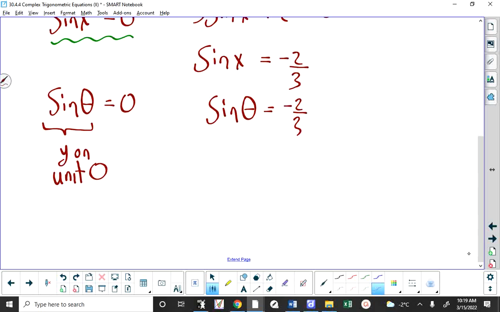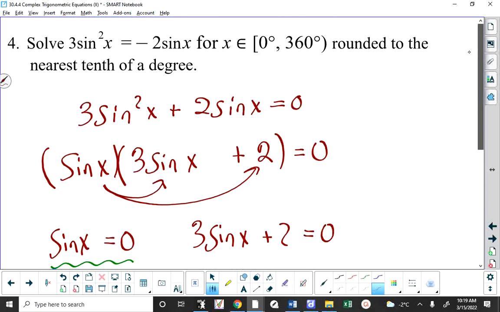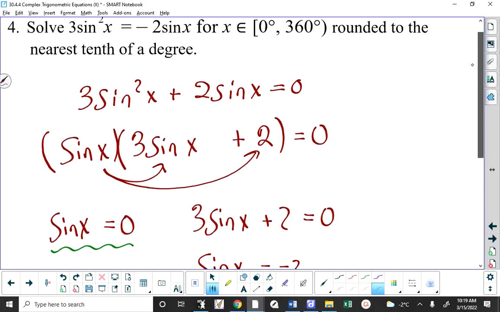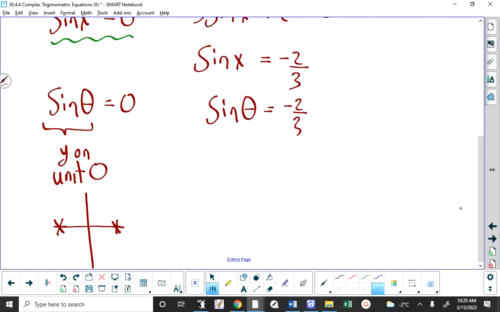The y coordinate is 0 here and here. So what's our domain? 0, we can include 0. So one of our solutions for theta, I'm just going to stick with theta, is 0 degrees. One of them is 180 degrees. Can I use 360? No, because if you look at the domain, 360 is not included.